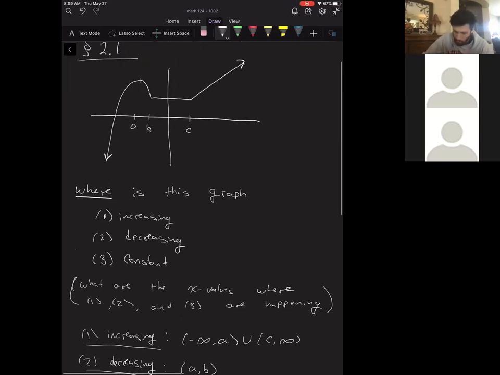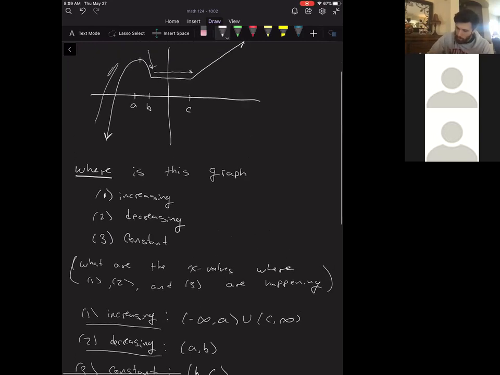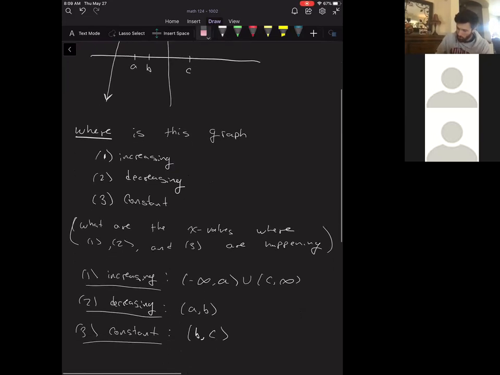So the graph moves up here, so it's not constant. Then it moves down, so it's not constant. But it moves horizontal here, so it is constant. So it's constant from B to C. And then it increases again, so it's not constant. So these are the intervals where it happens. It's increasing on the x values of minus infinity to A, union C to infinity. The graph is decreasing from the x values of A to B, and it's constant from the x values B all the way up to C.